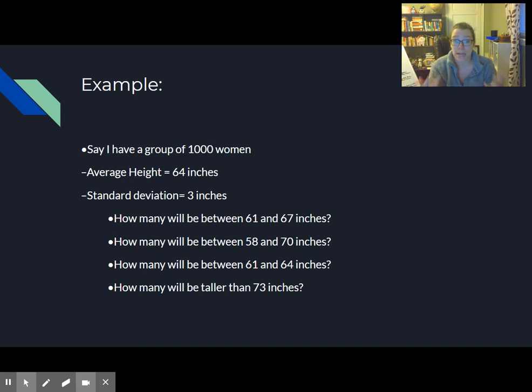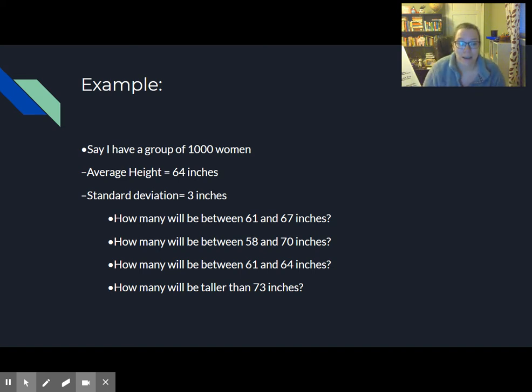So if I ask you how many people will be in between that, you have 1,000 people, it encompasses 68 percent. So what's 1,000 times 0.68? It's a good question, isn't it? Math is not my strong suit, y'all. 680. Okay, now I know what I'm doing.